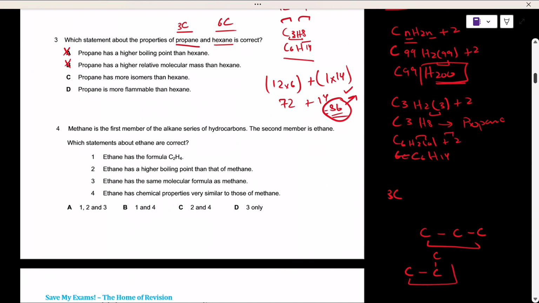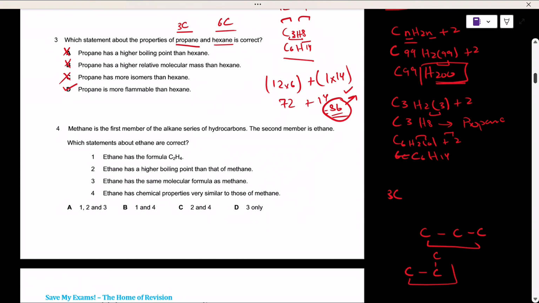The only thing that I can do is place this carbon like this. This is again the same chain. For that I need to break the chain, or else any molecule needs to be attached, and the structure needs to look different. I cannot do that with propane. So propane has actually no isomer. So this is also not correct. So ultimately the answer is D, which is propane is more flammable than hexane.